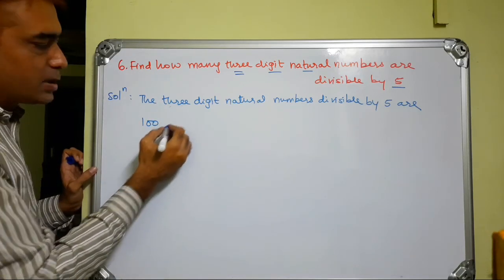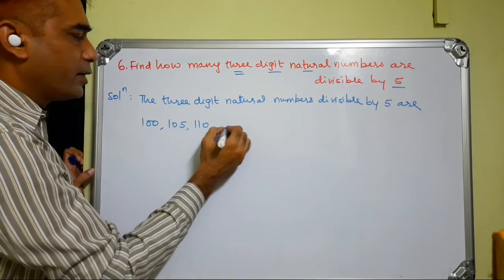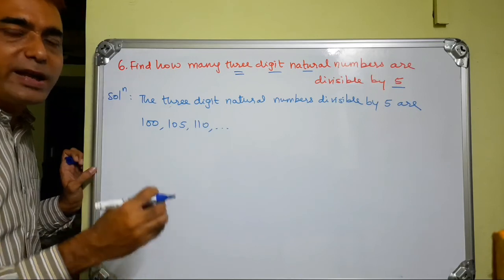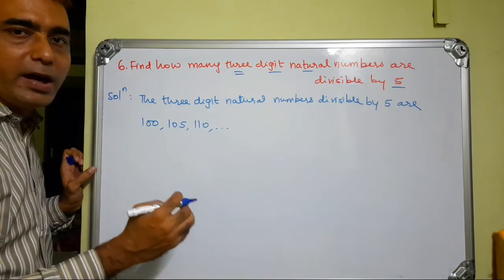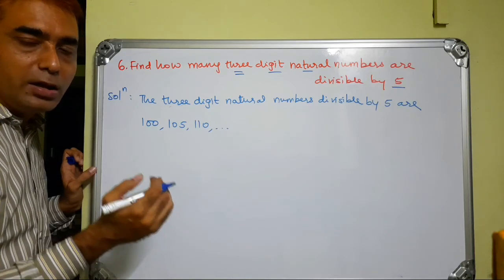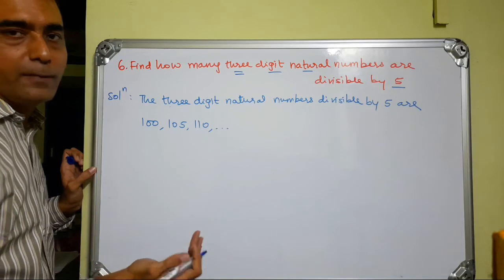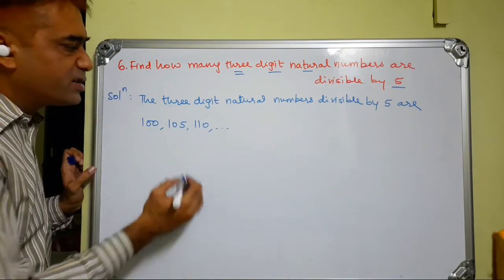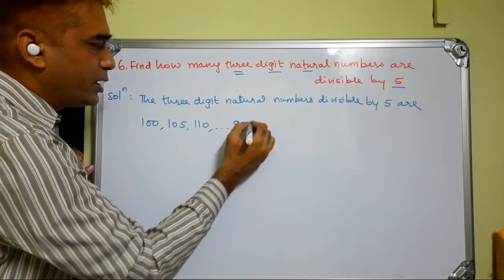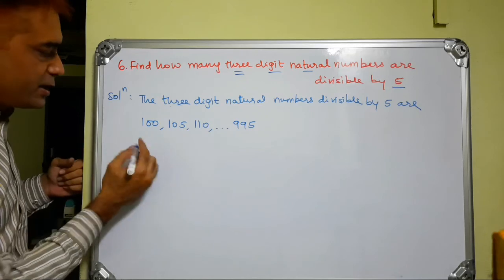Then the next number is 105. Next number is 110, and so on. And what is the biggest 3-digit natural number divisible by 5? Is it 1000? Yes, 1000 is divisible by 5, but it is a 4-digit number. The number less than it and divisible by 5 is 995.